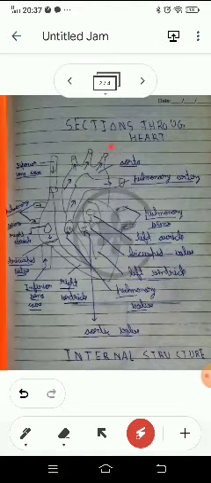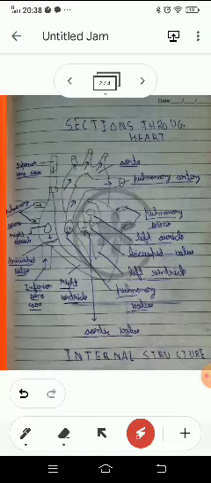You can see that there is a diagram of a heart, and it is basically the size of a clenched fist. The size of the heart is 12 centimeter in length and 9 centimeter in breadth. It weighs about 300 grams, and the heart is made up of special muscles known as the cardiac muscles. Now what is the advantage of these muscles? That they work tirelessly, and because they work tirelessly, the heart keeps moving. This is the special advantage of these muscles.